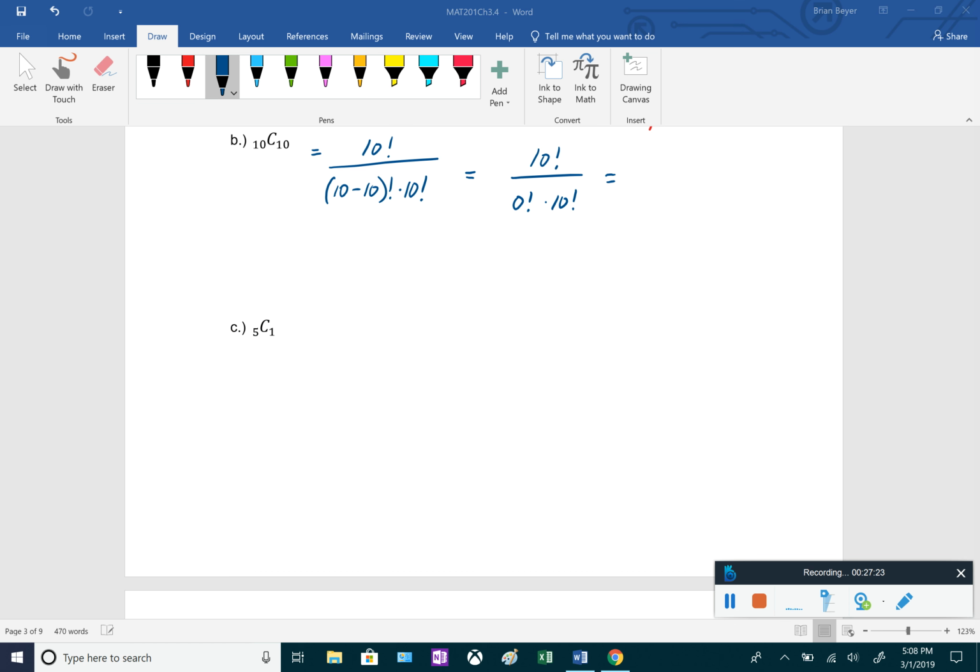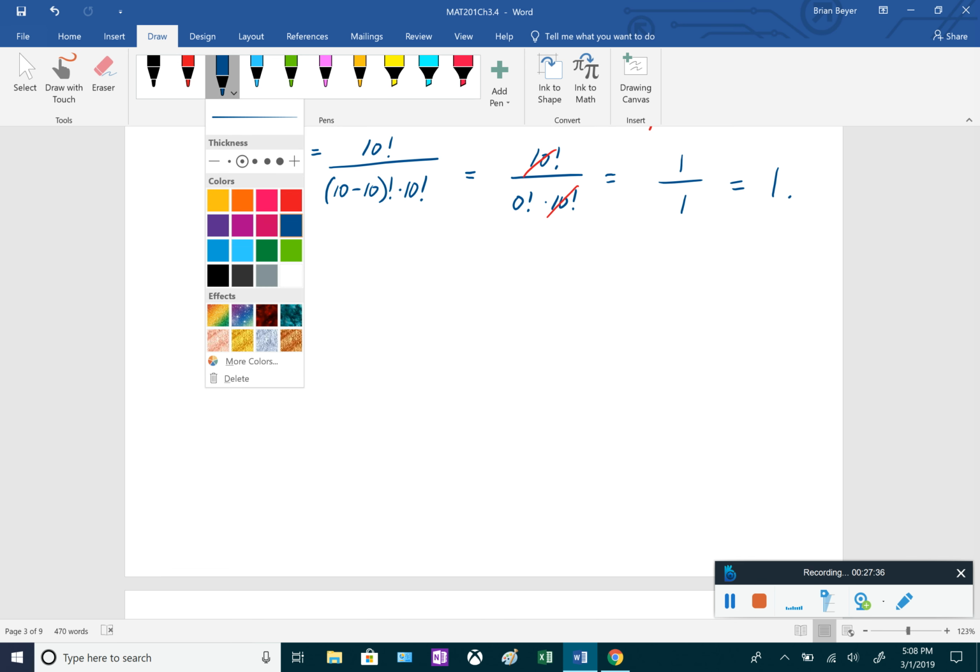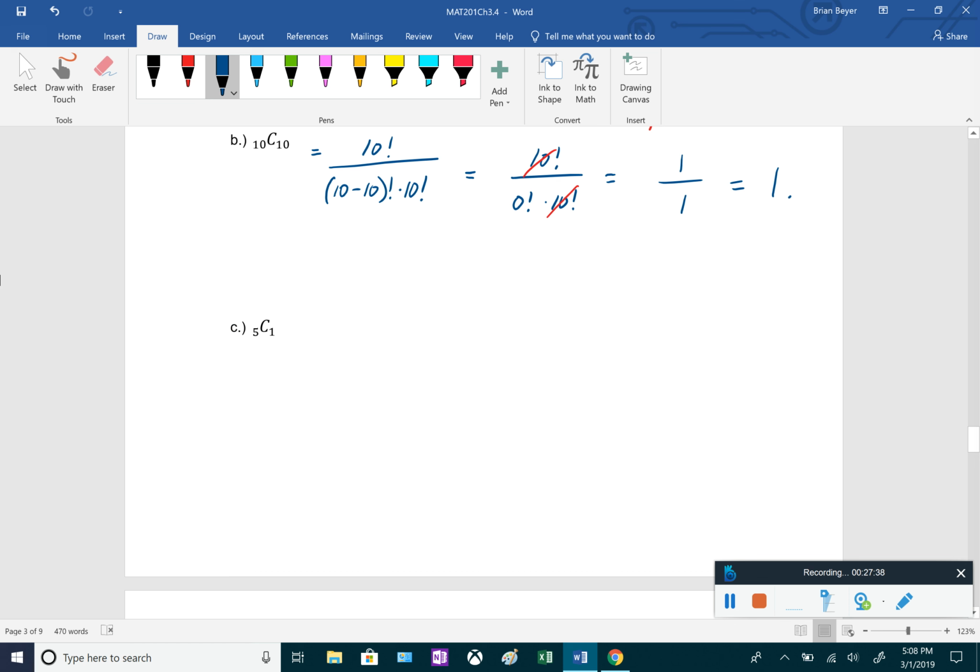0 factorial is equal to 1. The 10 factorials cancel off. So this is actually just equal to 1 over 1, which is just 1. Which should make sense because if we have 10 objects and we're choosing all 10 of them, there should be one way to do it, and that's just by grabbing all 10 of them once.